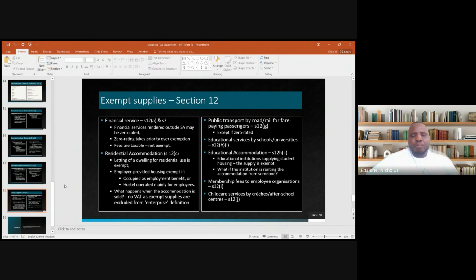Public transport by road or rail for fare-paying passengers. This is exempt in terms of Section 12G, all right? Except if zero rated. Like I said, always check if that exempt supply is possibly zero rated, because zero rating would take priority.